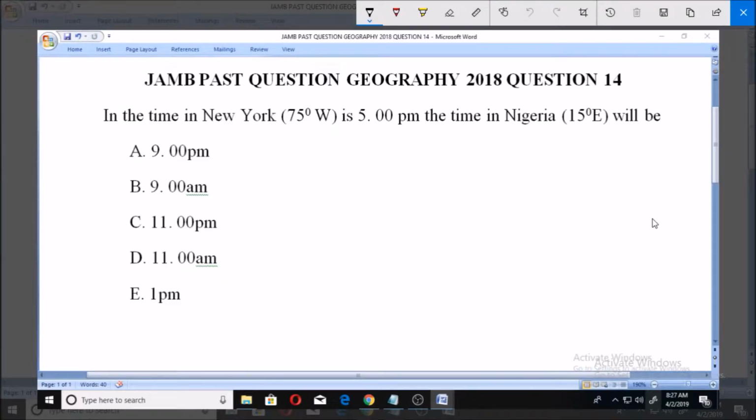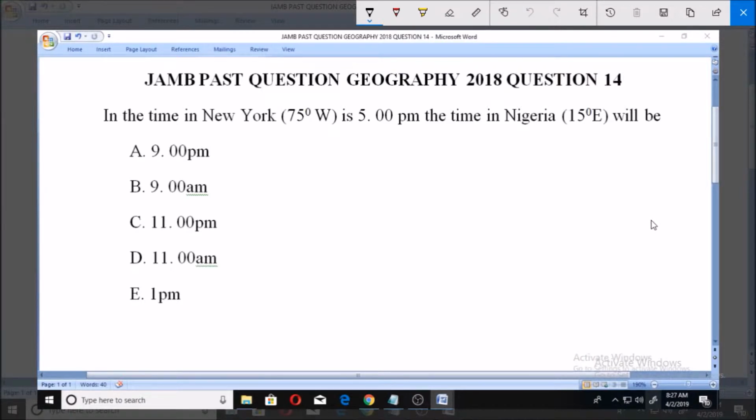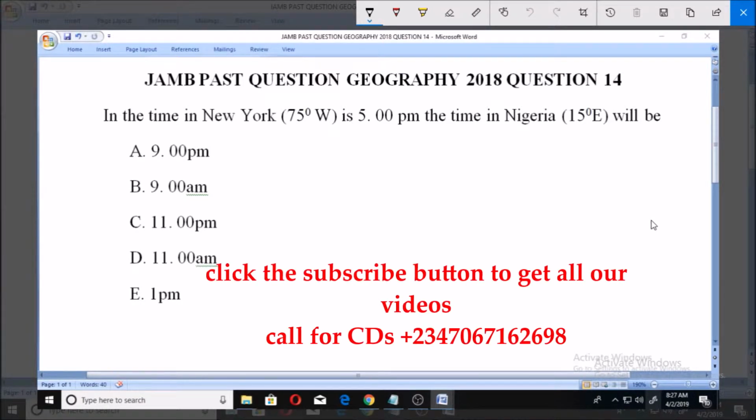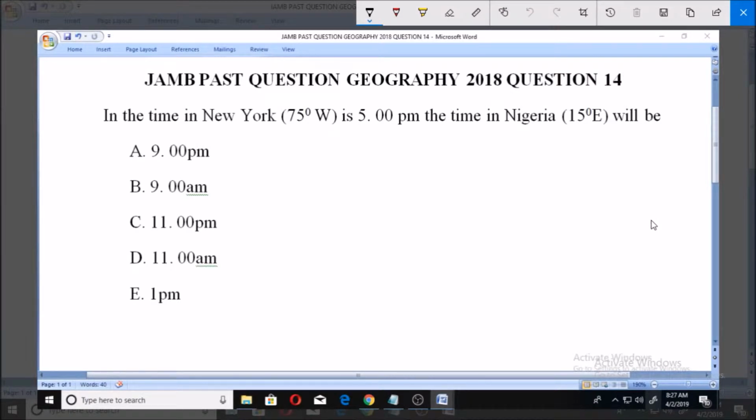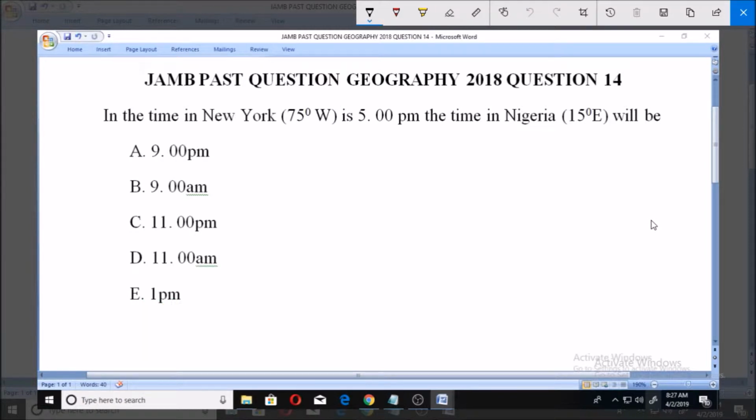Hello, welcome. Let's look at this JAMB past question, Geography 2018, question number 14. If the time in New York, having the bearing of 75 degrees west, is 5 p.m., the time in Nigeria with 15 degrees east will be: A, 9 p.m.; B, 9 a.m.; C, 11 p.m.; D, 11 a.m.; E, 1 p.m.